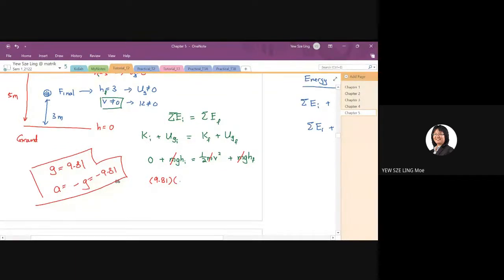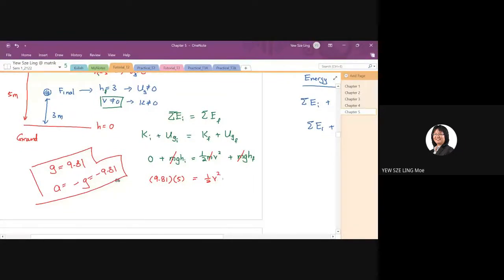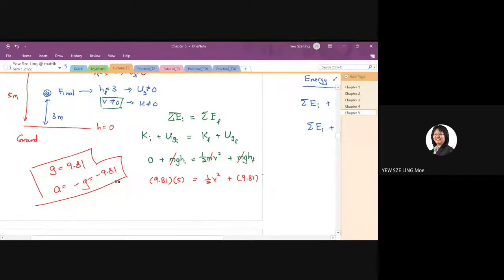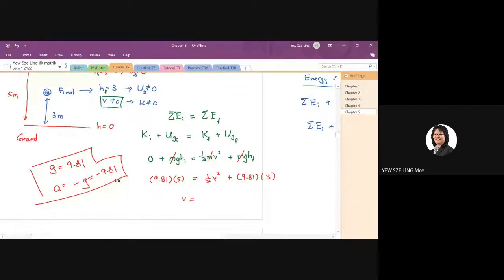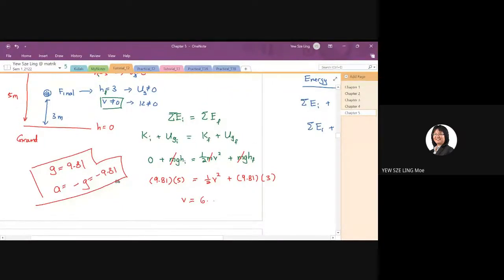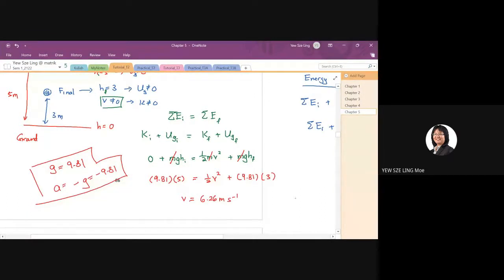h initial is 5, equals to 1 over 2, now v is the value that we want to calculate, so leave it as a variable, as unknown, plus 9.81 times final h, which is 3. Rearrange the equations and you obtain v equals 6.26 m s negative 1. So done. This question is very simple. The only question you might have is, do you have to substitute g as a negative value? The answer is no.